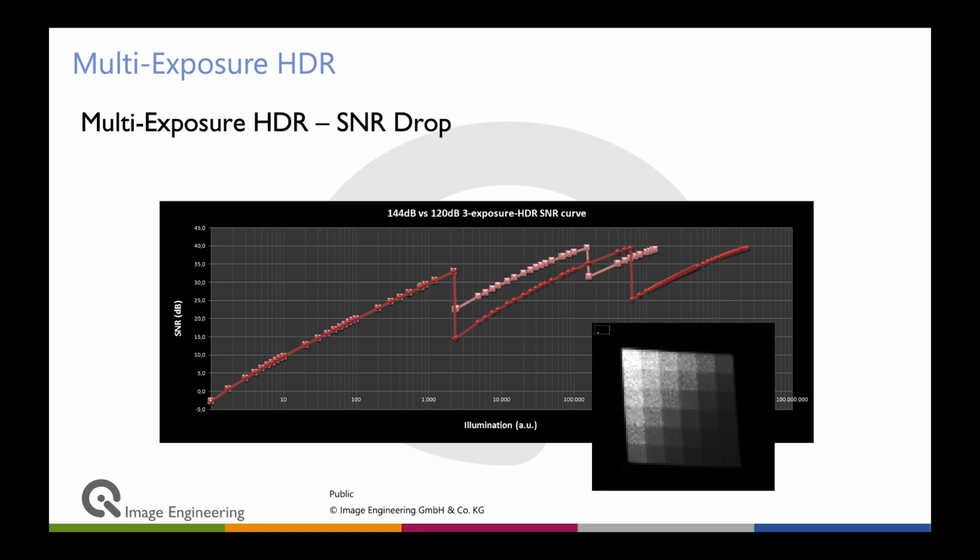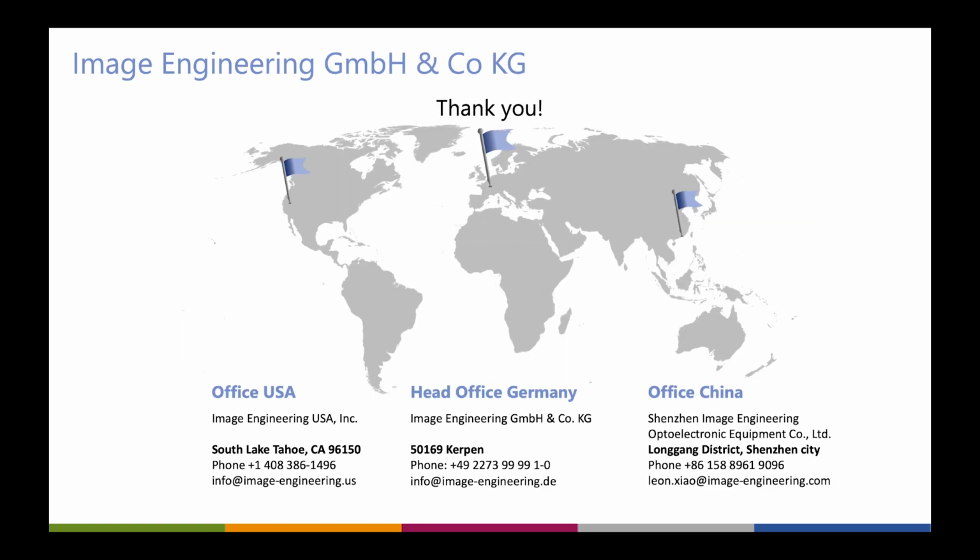That's something you have to really keep in mind. Even if you have a sensor and you say this is 120 dB or 144 dB, it does not mean that the entire range from low to bright is actually full dynamic range, with full information. You can have these drops in there that can cause trouble. So you have to be aware of this, and specify and test your dynamic range properly.